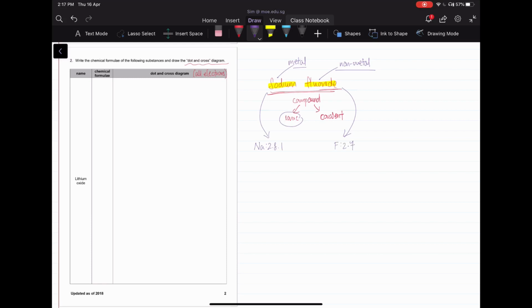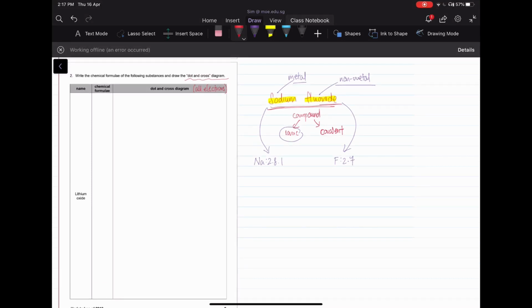Okay, like what I mentioned at the very start of this video, how do I know whether they will become stable or not? They must do something to themselves. So this sodium will want to lose 1 electron. This fluorine will want to gain 1 electron. Then they'll become stable. So how will that look when I draw it out?